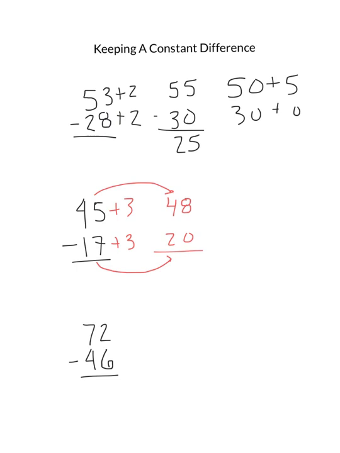So again, if I have 8 Skittles and I lose none, I still have 8 left. If I have 40 Skittles and I lose 20, I still have 20 left. So my answer would be 28.